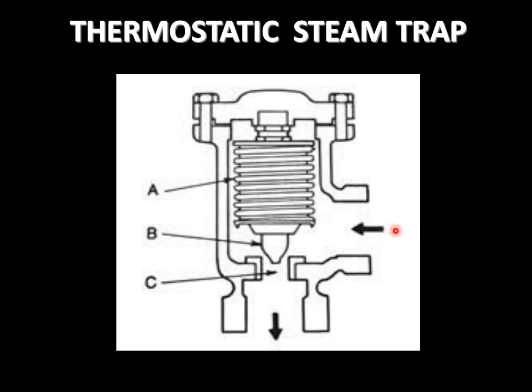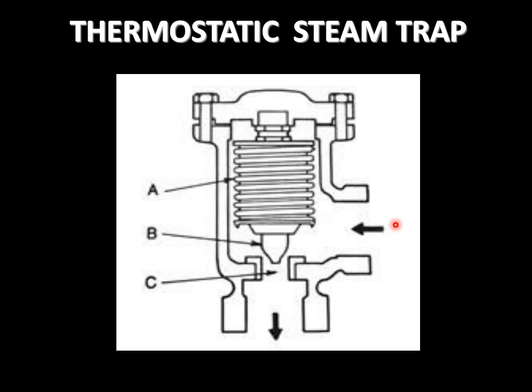So when condensate enters from this port, the temperature of the condensate is quite less than the steam itself. So when condensate enters, this bellow will contract and this port opens and the condensate begins to flow.